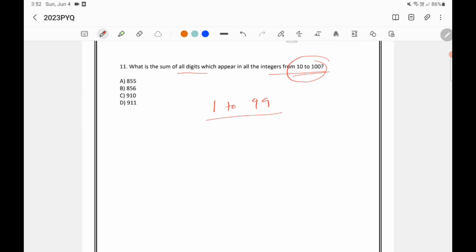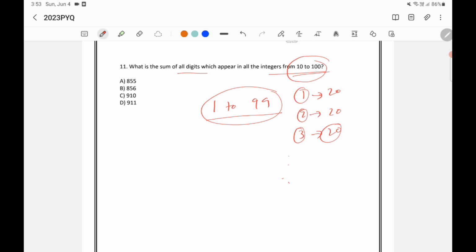In the lecture of number system, I have already told you that from 1 to 99, the digit 1 appears 20 times. Digit 2 appears 20 times. Digit 3 appears 20 times. All these digits will appear 20 times. So it's actually easy for you to calculate the sum. So I am calculating 1 to 99 first, and then we will subtract whatever is required.